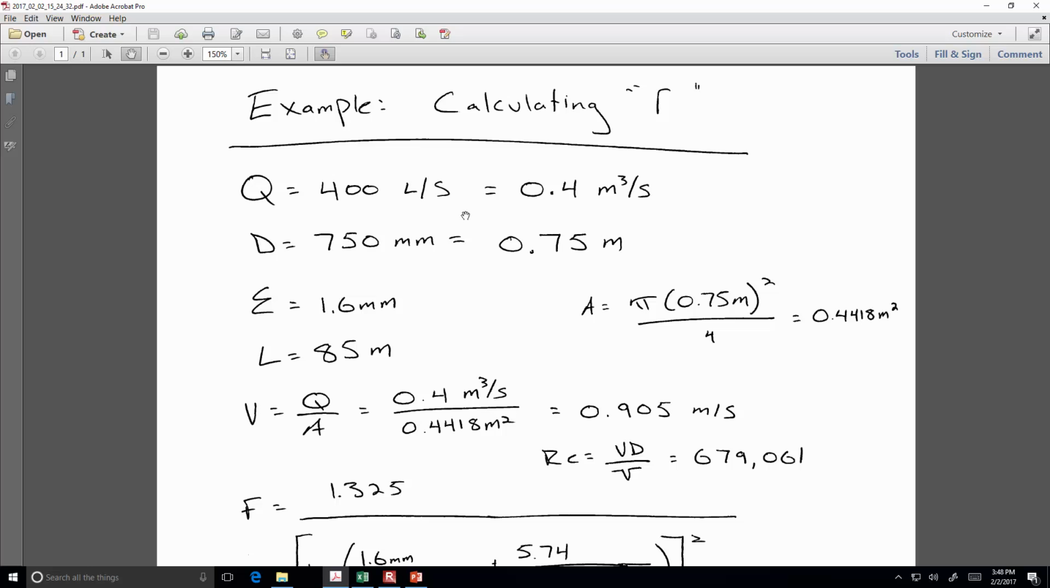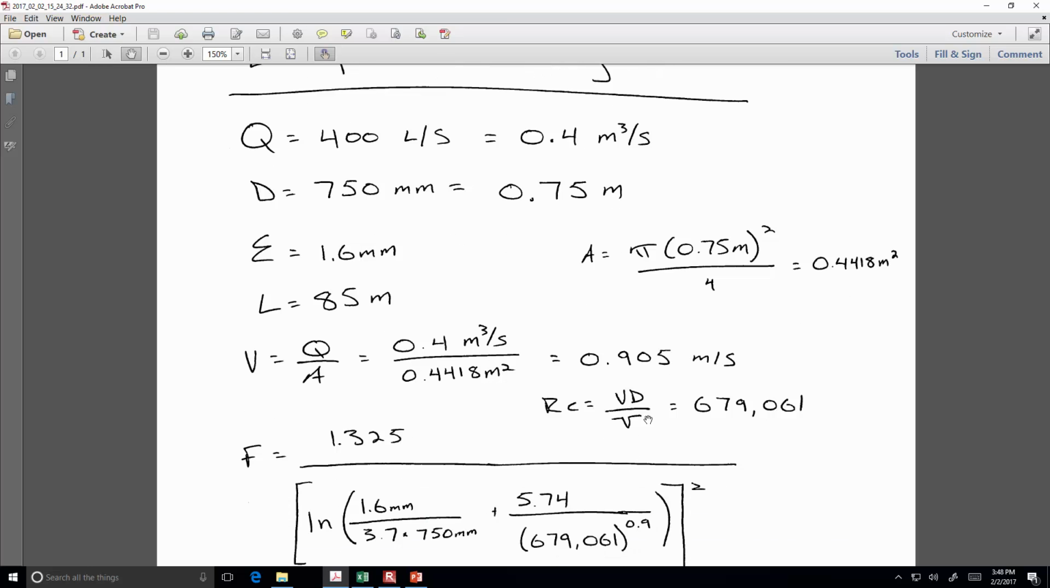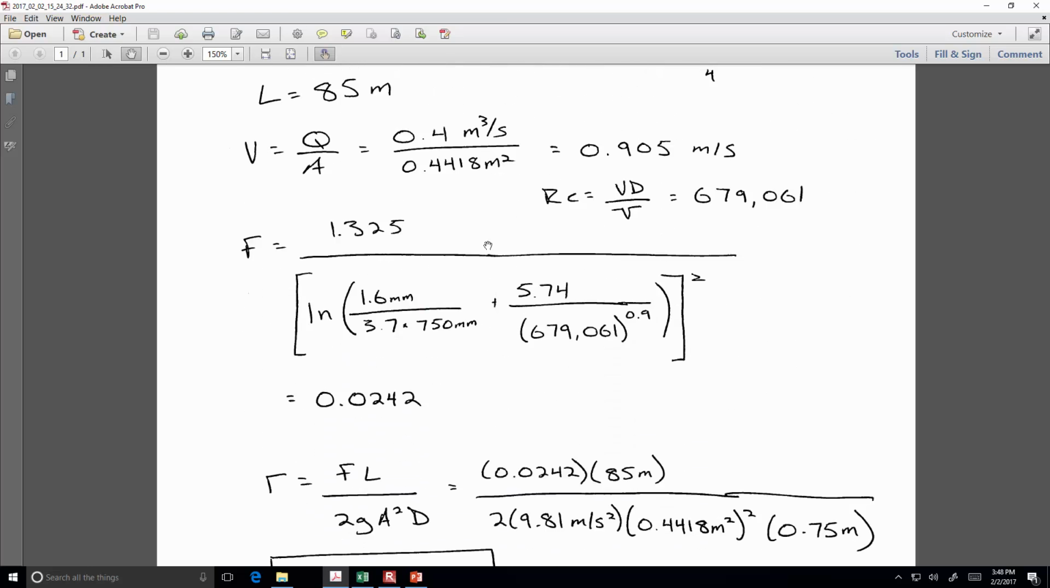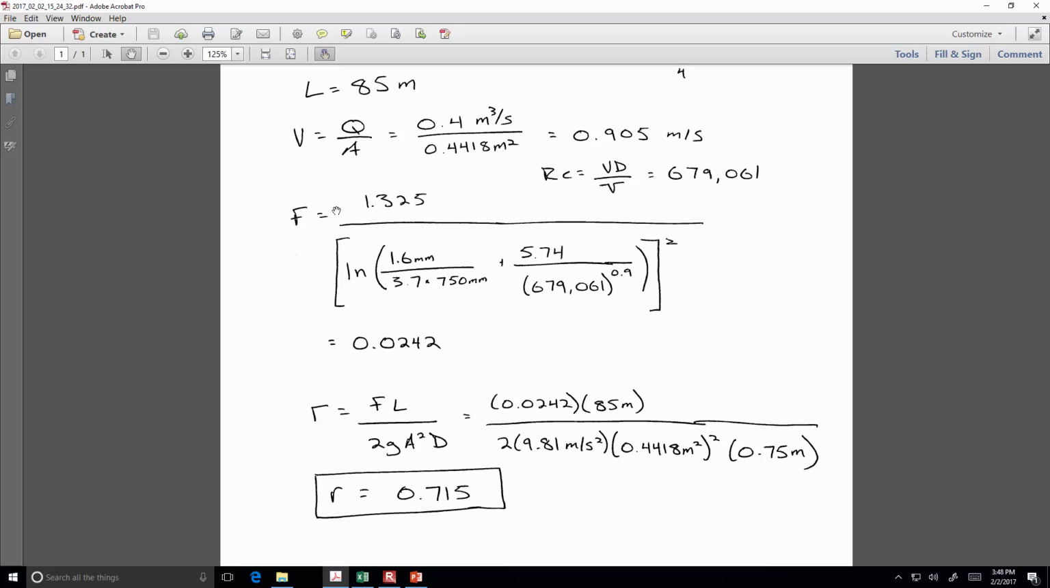So we've got to put the flow rate into cubic meters per second, get the velocity, Reynolds number, f value. All right. So that's the R value.